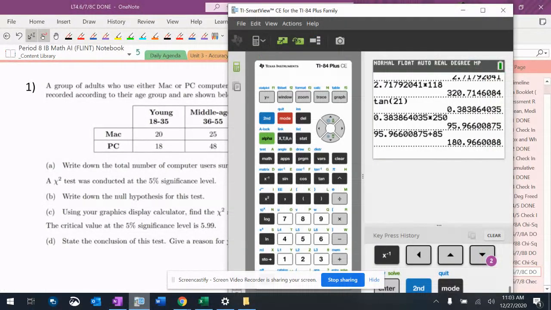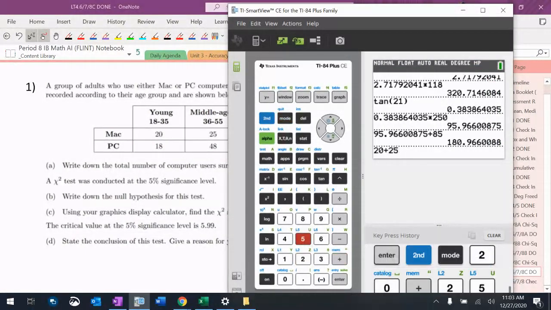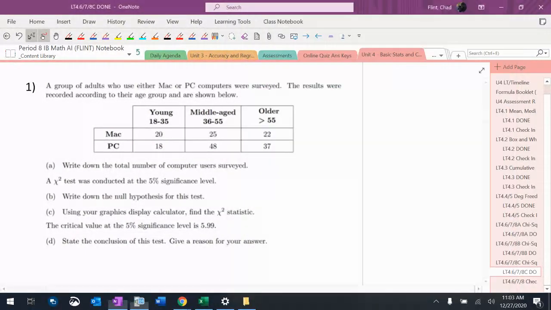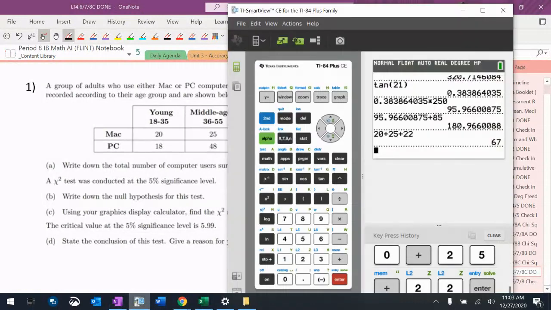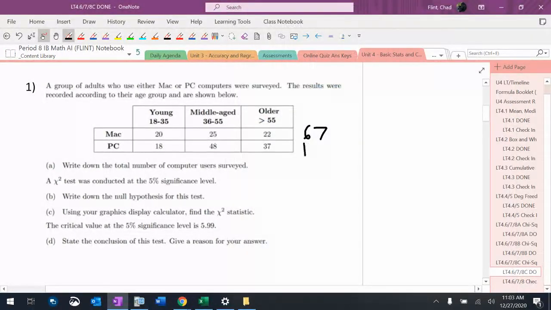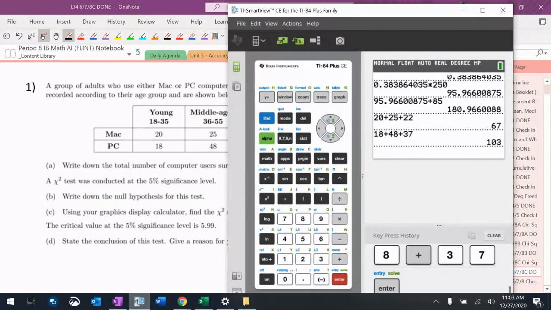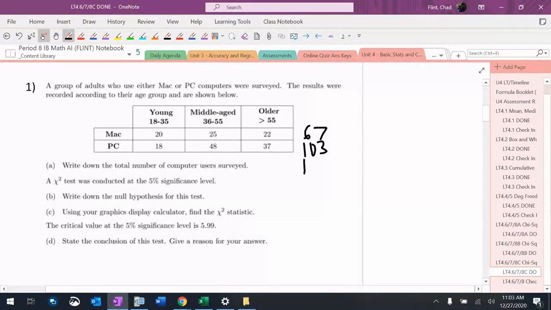All right, so 20 plus 25 plus 22. So 67, and I'm just going to add these, and I don't need to make an official column or anything. 67, and then 18, 48, and 37. 18 plus 48 plus 37 is 103. So I can add those two together. 103 plus 67, and my grand total is 170.